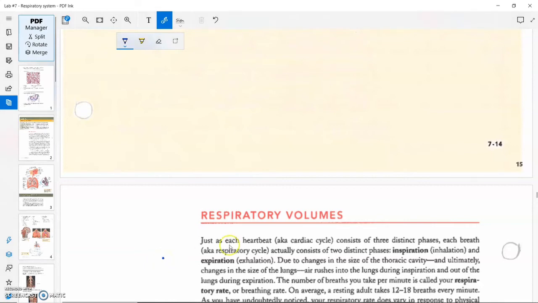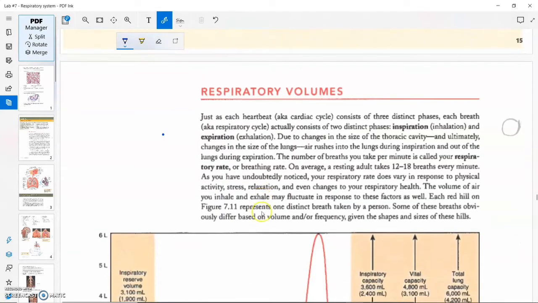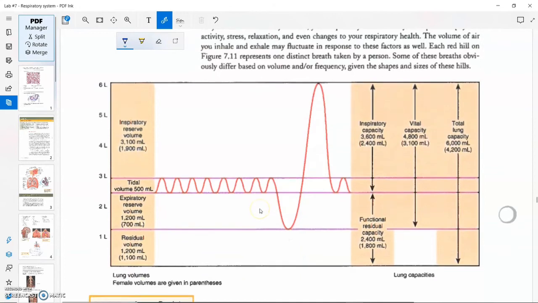Now we're going to talk about respiratory volumes. This is the tidal volume. That's the volume of normal respiration. Everything that you can inspire on top of your normal tidal inspiration is inspiratory reserve volume. Everything that you can expire after you normally expire your tidal volume is expiratory reserve volume, and there's a residual volume that stays in your lung no matter what.